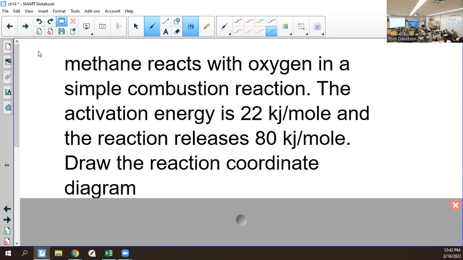Okay, here we go. This is in words, so I can't screw this one up. Methane reacts with oxygen in a simple combustion reaction. Now, you don't have to write out and balance that or anything. It's just telling you that's what's happening. The activation energy is 22 kilojoules, and the reaction releases 80 kilojoules. Draw the reaction coordinate diagram.